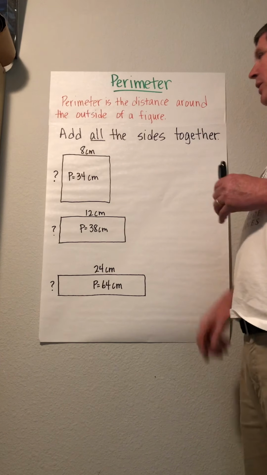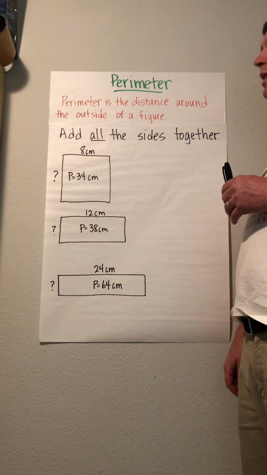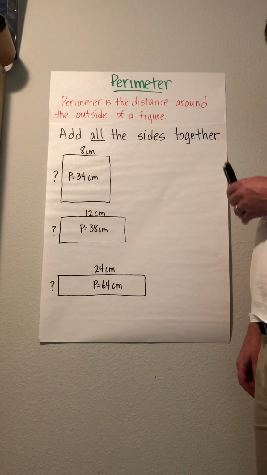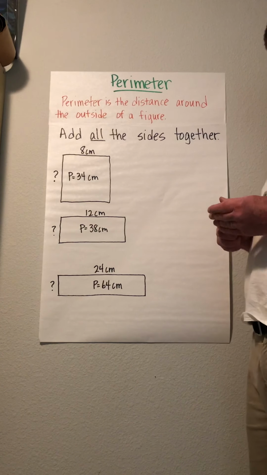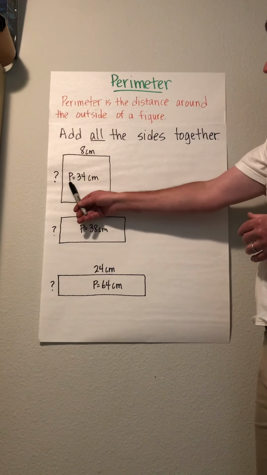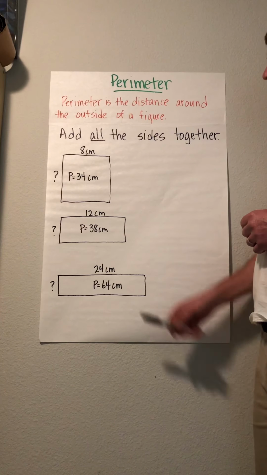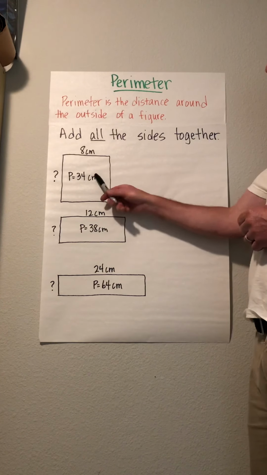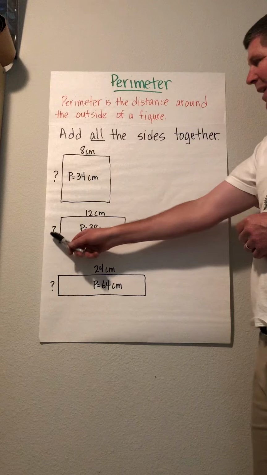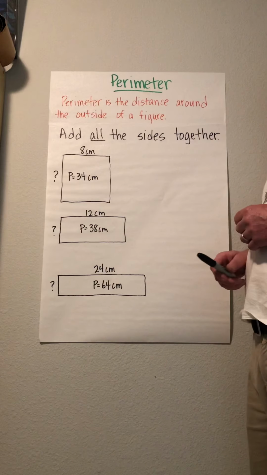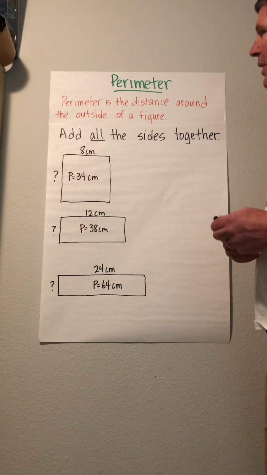So today we're going to look at problems where we are missing one of the sides, where we don't know how long that side is, but we are given the perimeter. And with this information, we can figure out how long the side is with a question mark. So let me show you how to do it.